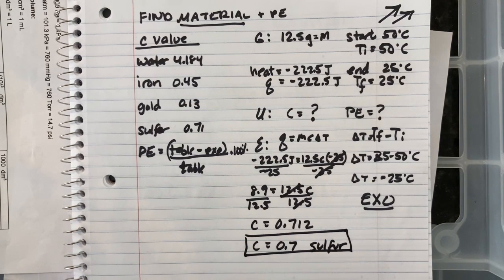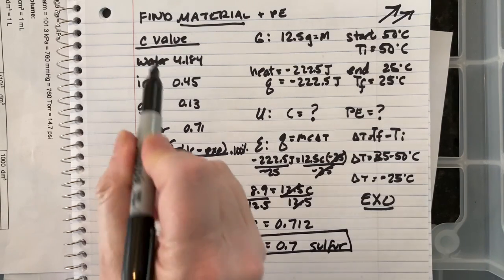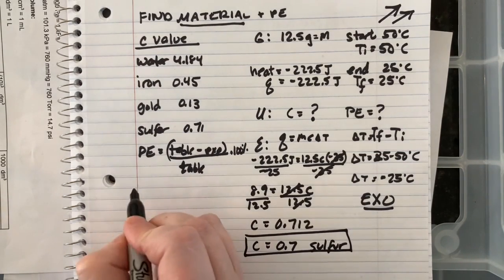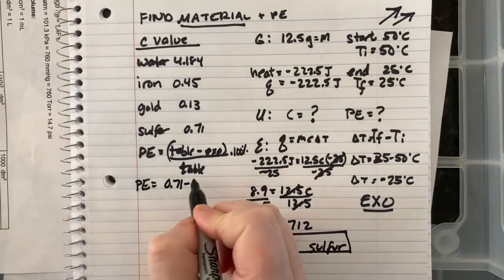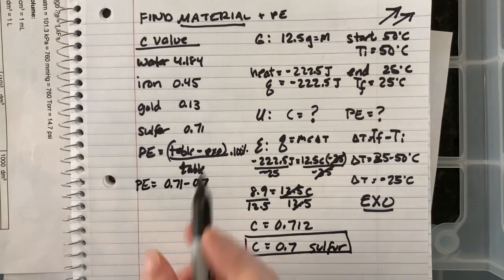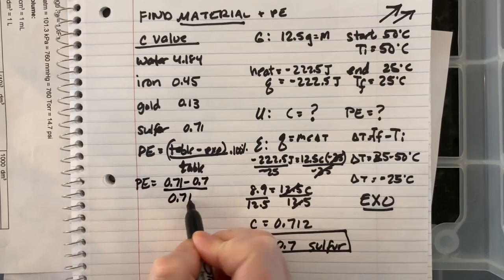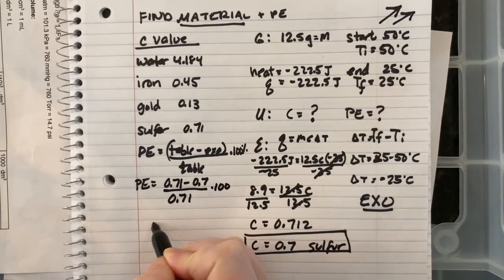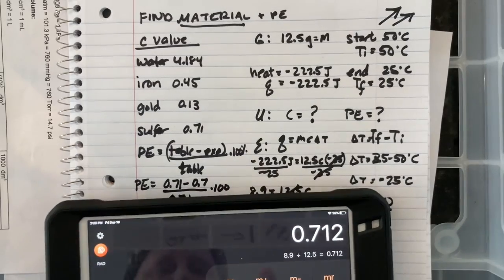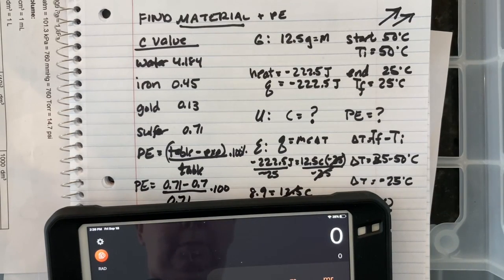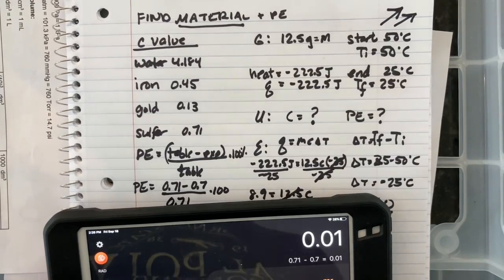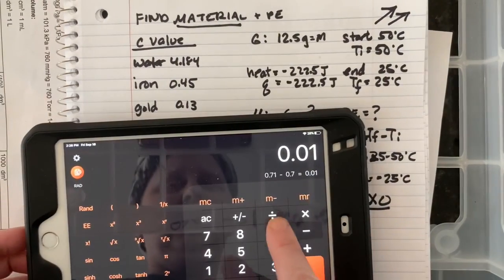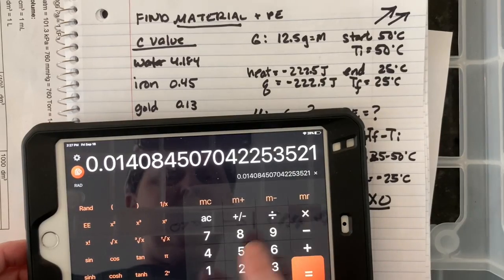Now, they asked me to figure out how close am I to thinking it's sulfur. That's when I use my C value and compare it to my other C value. My table value of sulfur is 0.71. My experimental value, because it's not as precise, is 0.7. Plug that into my calculator. 0.71 minus 0.7 equals, make sure you hit that equals to pause here, or use parentheses around the 0.71 minus 0.7, divided by 0.71 times 100.